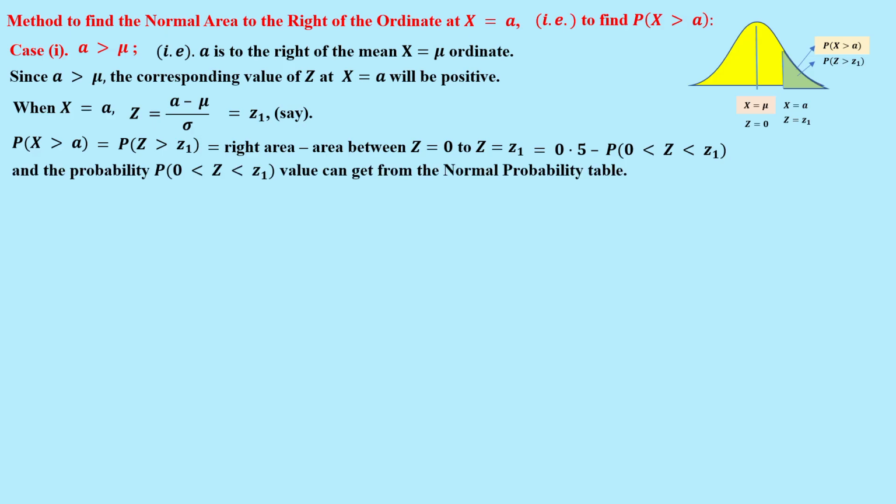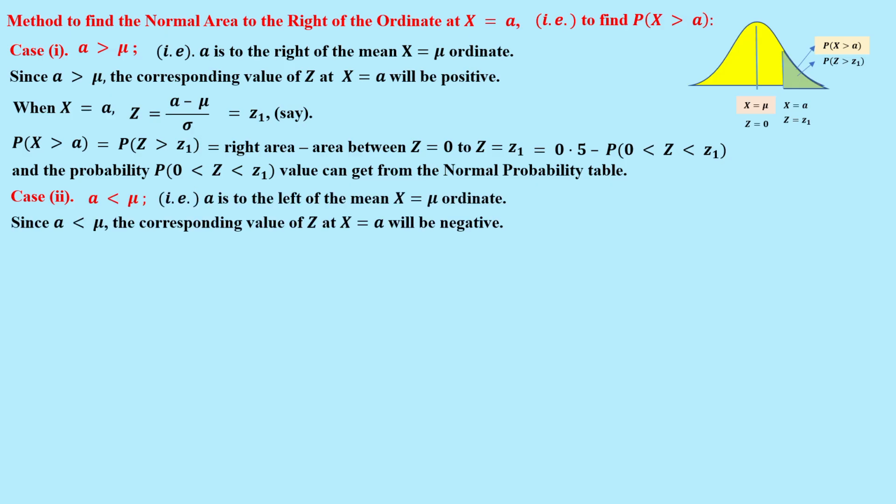And the probability of 0 less than z less than z1 can be obtained from the normal probability table. Case 2: a less than mu. Then clearly z will be negative. At x equal to a, z will be negative, because it is a minus mu by sigma, and mu is greater than a, which means a negative value. Let it be minus z1.